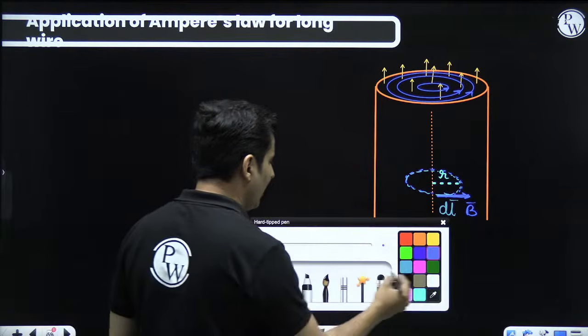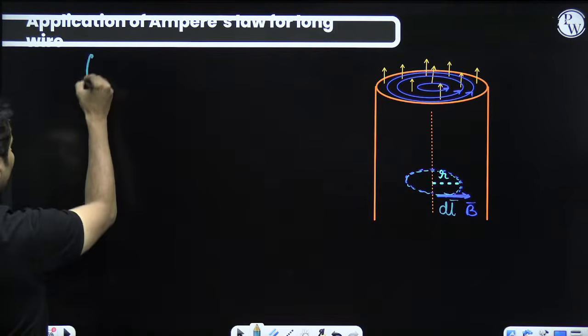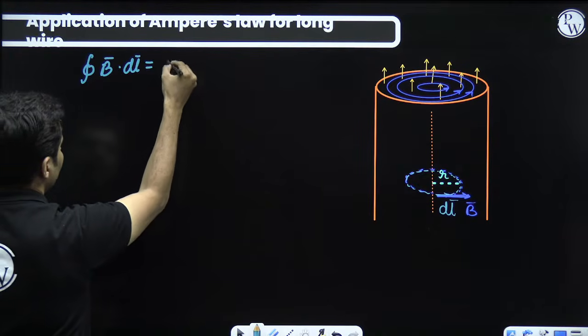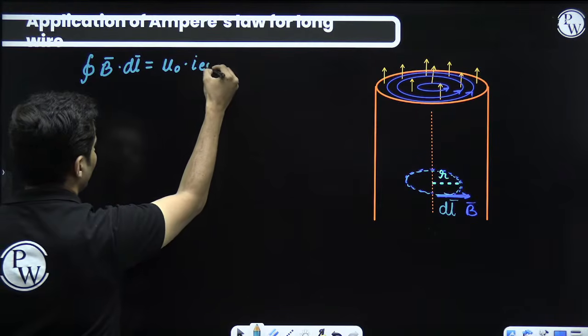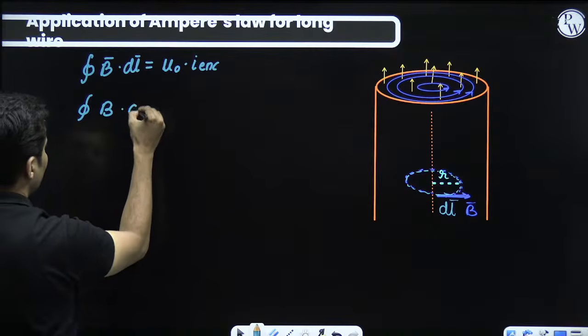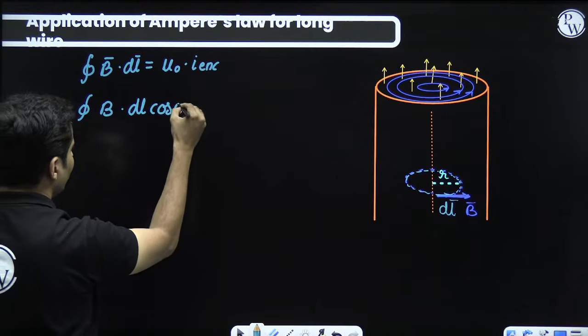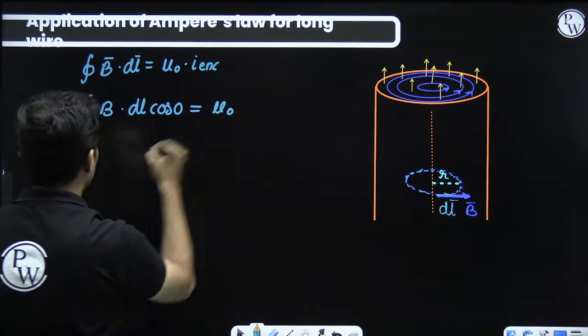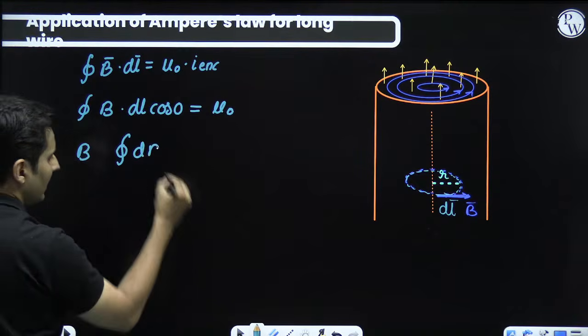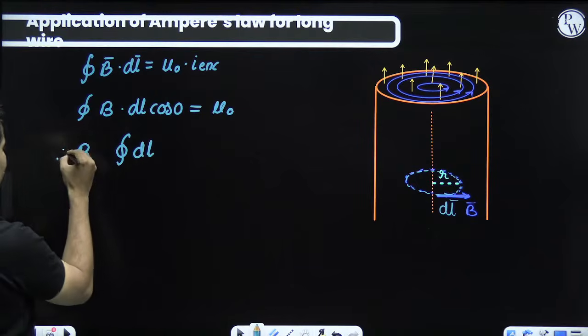So again, if I apply Ampere's loop law, cyclic integral magnetic field dot dl is equal to mu naught into current enclosed. The magnetic field is parallel to dl, so B dl cos 0 will come, mu naught into enclosed current. The magnetic field is again constant, so it will go outside, and we'll just have integration of dl.